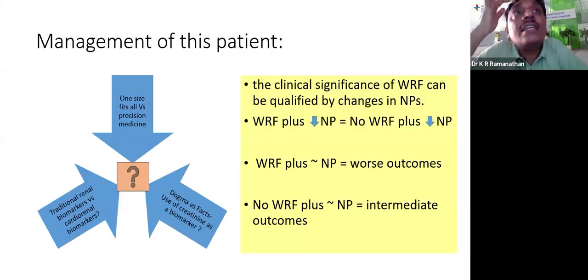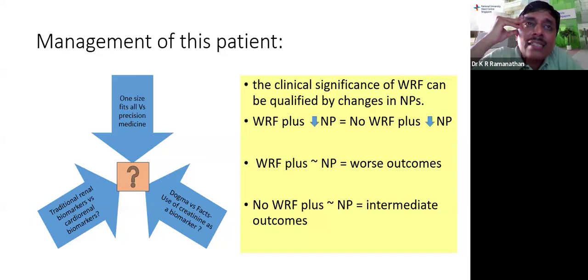Now, after listening to all this, how am I going to manage this patient? One of the important things that you need to consider here is the fact that we all think one size fits all. I would rather question that approach and say that any patient who presents with such a syndrome would just need diuretics to treat him, or he would need ultrafiltration to treat him. So we need to clearly look at some of the parameters.